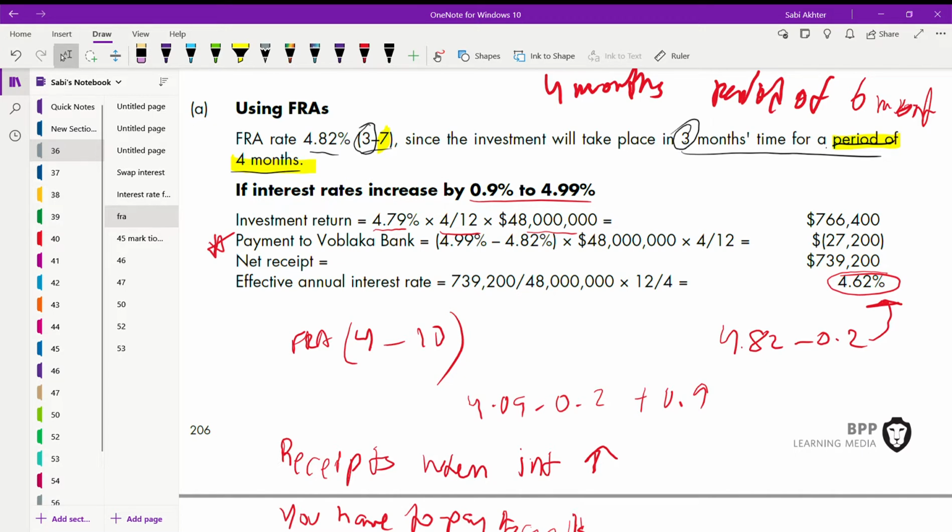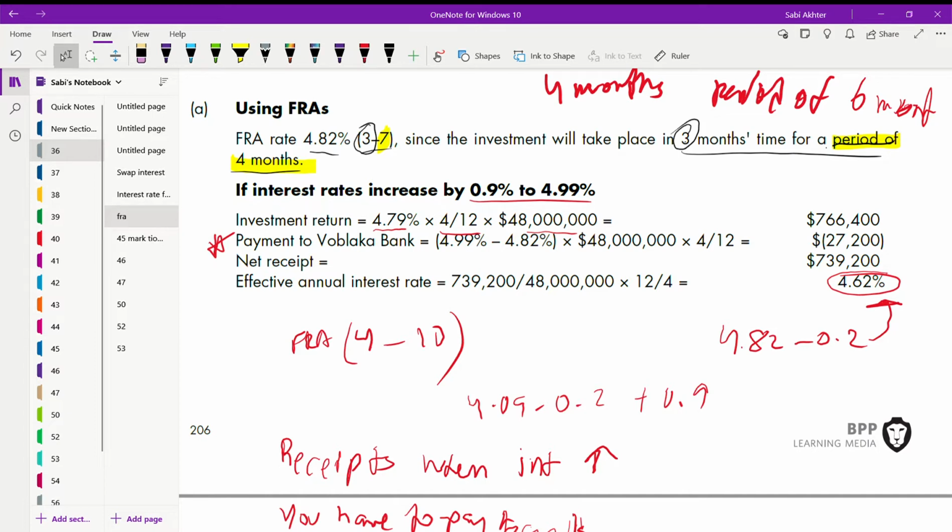Now let's think from the perspective of a payment, borrowing. For borrowing, when the interest rate increases, the bank will pay you. When the interest rate decreases, you have to pay the bank. Okay, you can write it while I'm saying. You can even pause my video and go back if I'm going too fast.